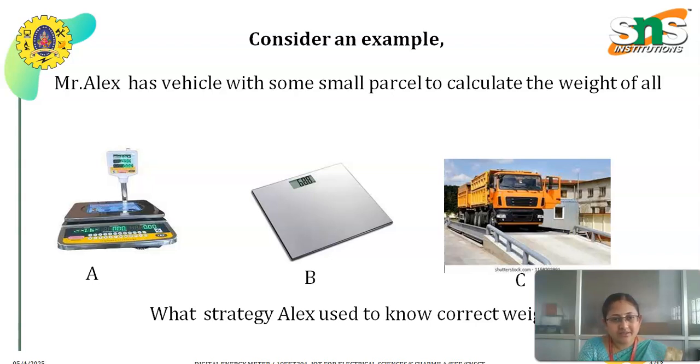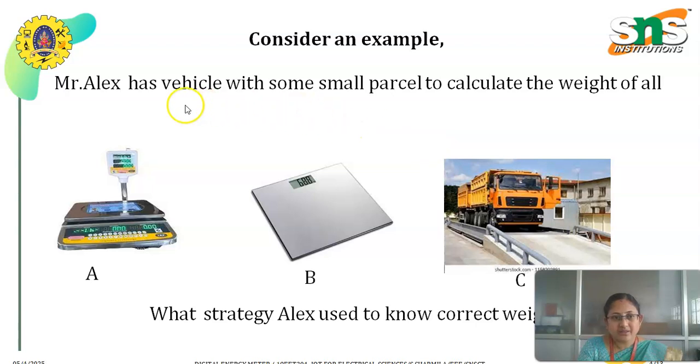Mr. Alex has a vehicle with some small parcels and wants to calculate the weight of all. In these images, image A is a small digital weight machine. The second, B, is used to measure up to 100 or 200 kgs. And the third, as we all know, is a weight bridge, used to measure thousands of tons of heavy weight.